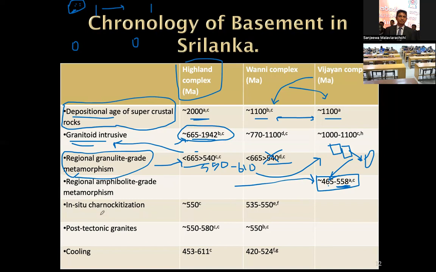Right. And there is another important feature you can find in these two complexes, Highland and Vanni, which we call in situ charnockitization. Right? You know the rock charnockite. It's a massive rock and occurs extensively in the Sri Lankan lithotectonic units.